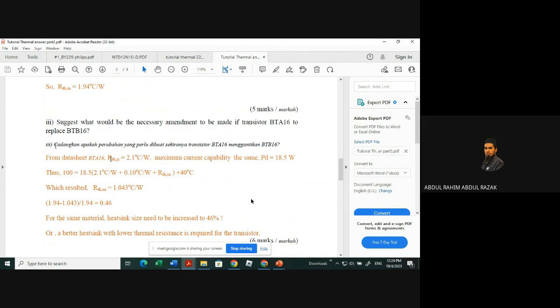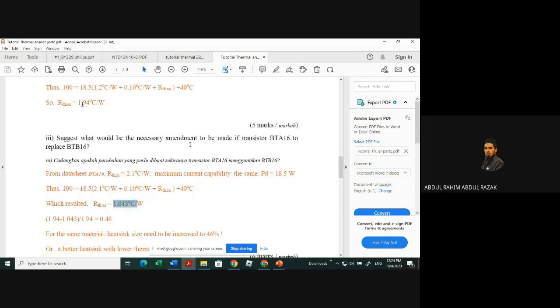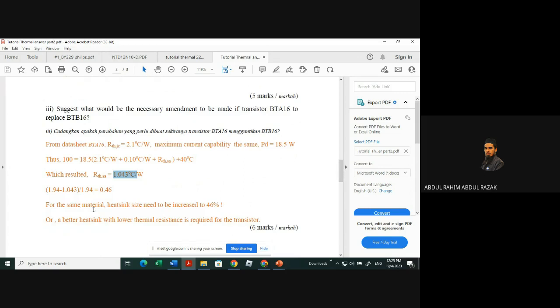Dia punya thermal θJC is now different. Just now 1.2, now 2.1. So maximum current capability of 18.5 watt here will need different, because we have here different value. So different value of heat sink is required, which is 1.043. Instead of just now 1.94, now we need the lower value of heat sink. Nampak tak? So how much the rate? Ini perbezaan dia. For the same material, heat sink need to be increased 45% size.